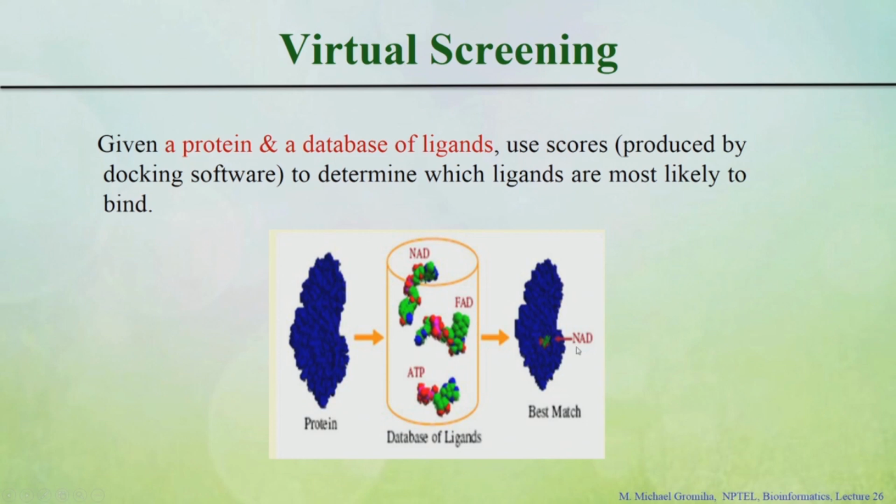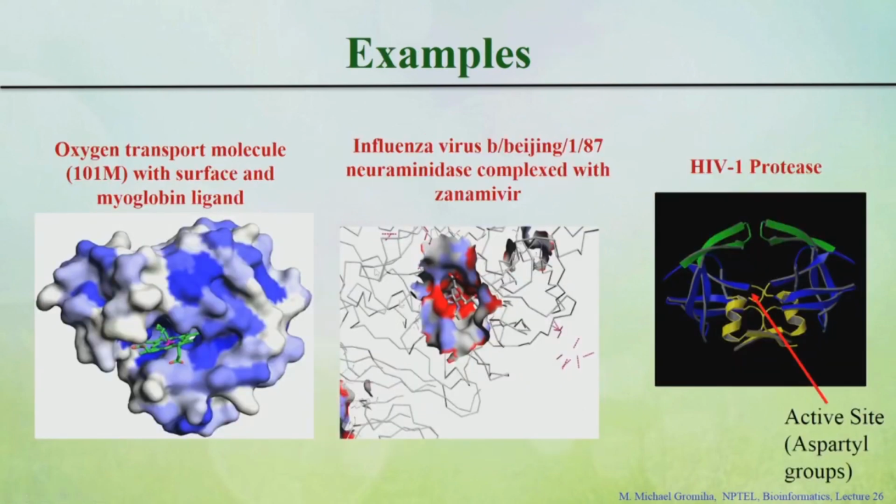NAD, right. You can see the NAD is found to be the best match, at least for this combination, for this protein from this list of ligands. I will show some more examples.